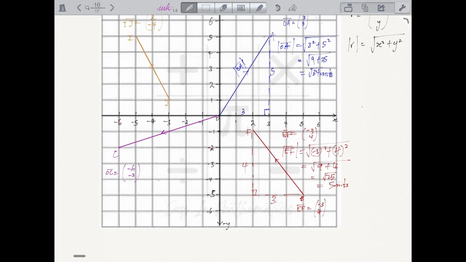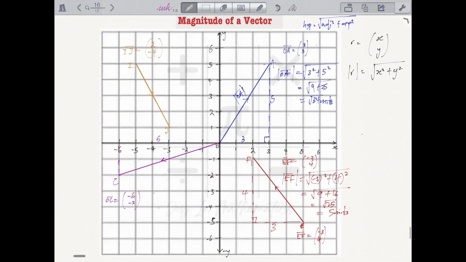OC. Now OC has how many components on the x-axis? 6 components on the x-axis, but in the negative direction. That's why we have -6. And it also has 2 components on the y-axis, but in the negative direction. That is why we have -2.